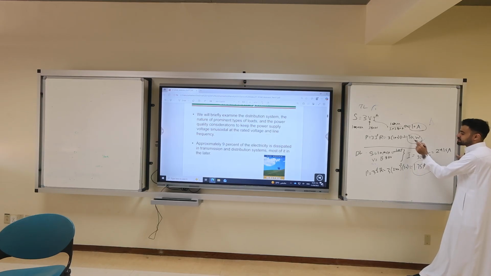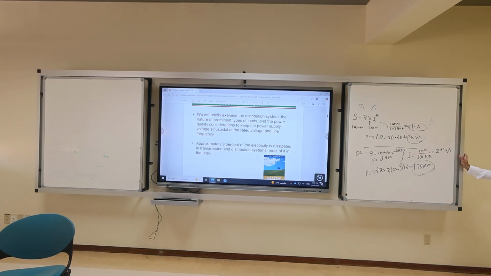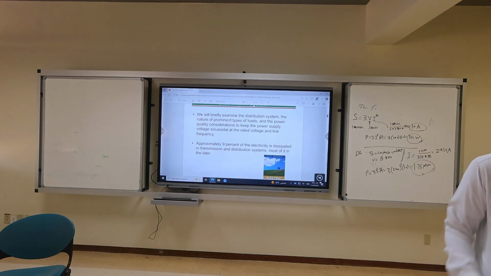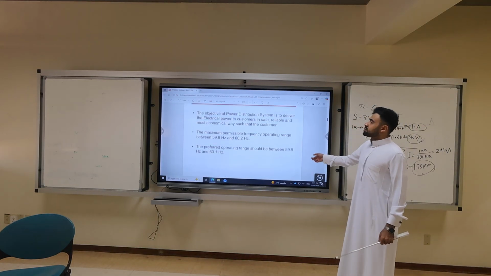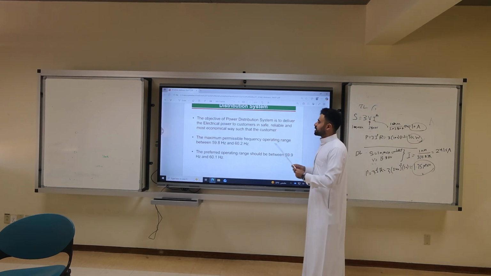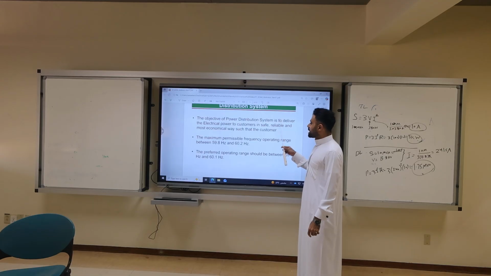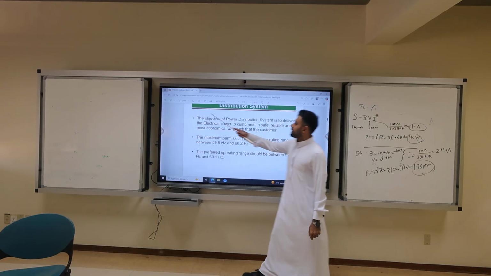So you can see the losses are more, for the same power, in the distribution than in transmission. This is just a simple calculation, not accurate. So the objective of the power distribution system is to deliver the electric power to customers in a safe, reliable, and most economical way.